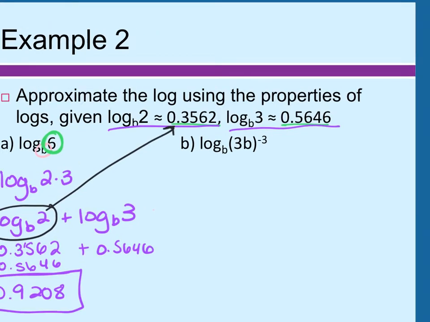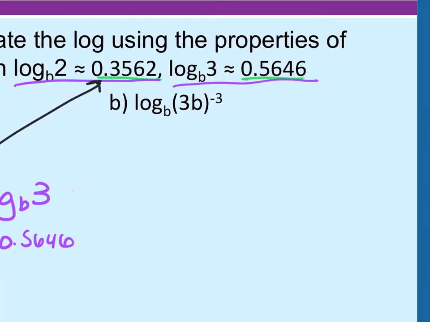So look at B. There's a couple of things happening here. The first is these are both raised to a power. What's the rule on the power product? The power property. Negative 3 goes to the front. So negative 3 log base B of 3B. Power goes to the front.